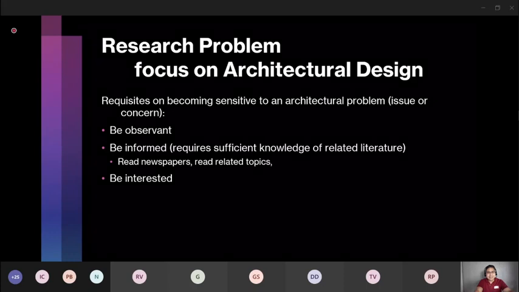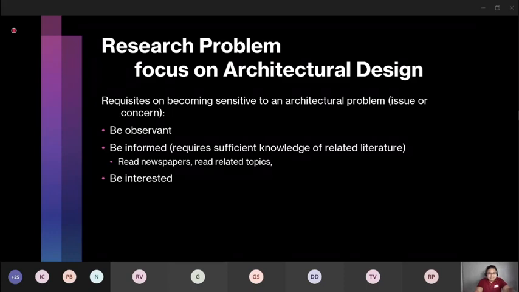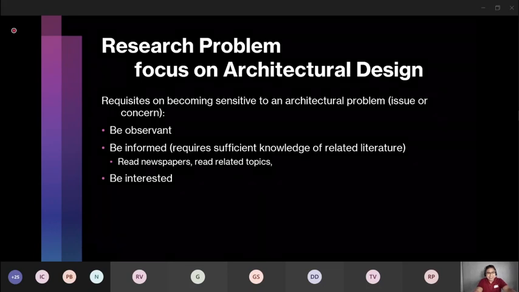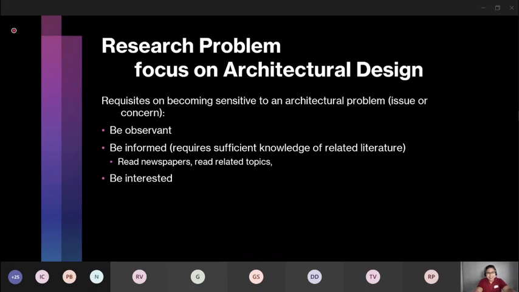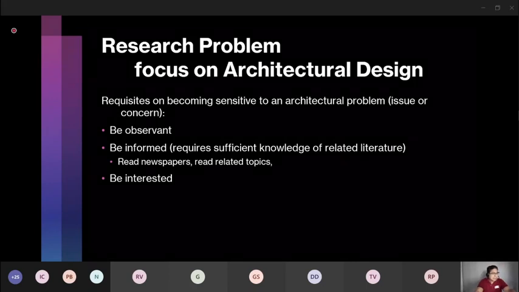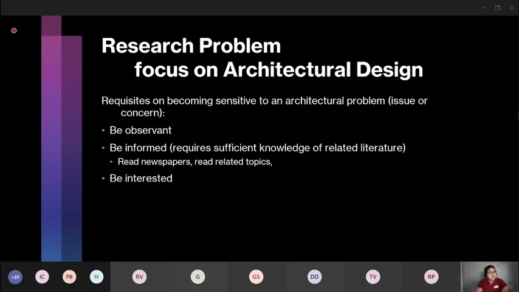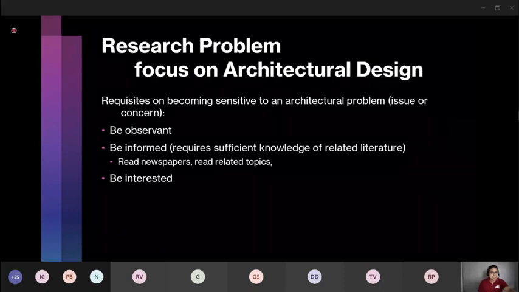Okay, so here are some basic requirements so that you and I can become sensitive to a problem. So, try to observe things. Try to be critical about things, okay, look at the behavior of people.